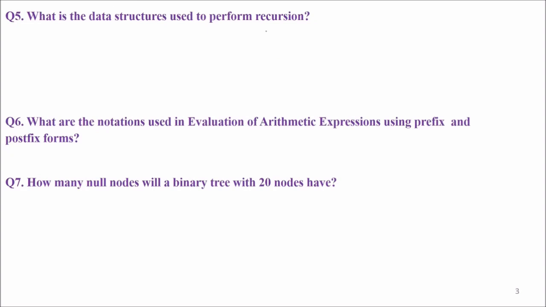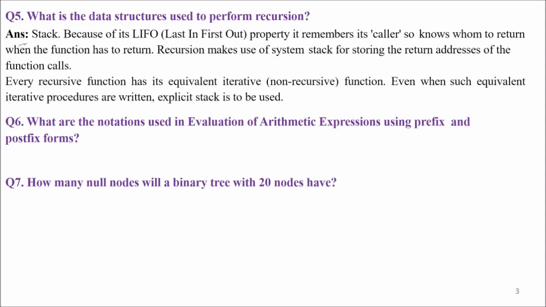What is the data structure used to perform recursion? Of course, stack. Why? Because stack uses LIFO, last in first out property. So it remembers the caller, so that it knows whom to return to when the function has to return. Recursion makes use of the system stack for storing the return address of the function calls. Every recursive function has its equivalent iterative non-recursive function. Even when such equivalent iterative procedures are written, an explicit stack can be used.